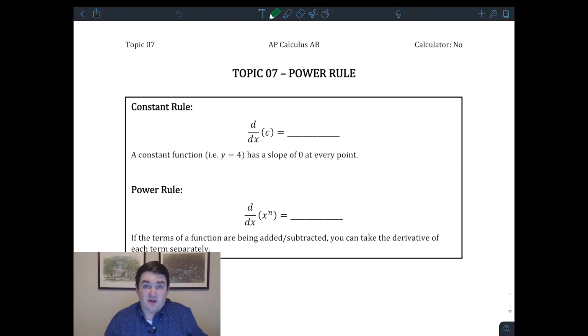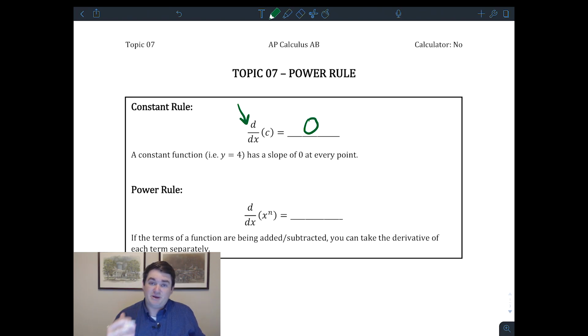Let's start off with a simple idea. A constant function, like y equals 4, a straight horizontal line, has a slope of 0 everywhere. Every point on that line has a slope of 0, therefore the derivative of a constant is 0. And I want to point out, this d/dx right here, for now that means take the derivative of. So when you see d/dx, take the derivative of whatever comes next, or differentiate whatever comes next. So the derivative of a constant is 0, makes sense.